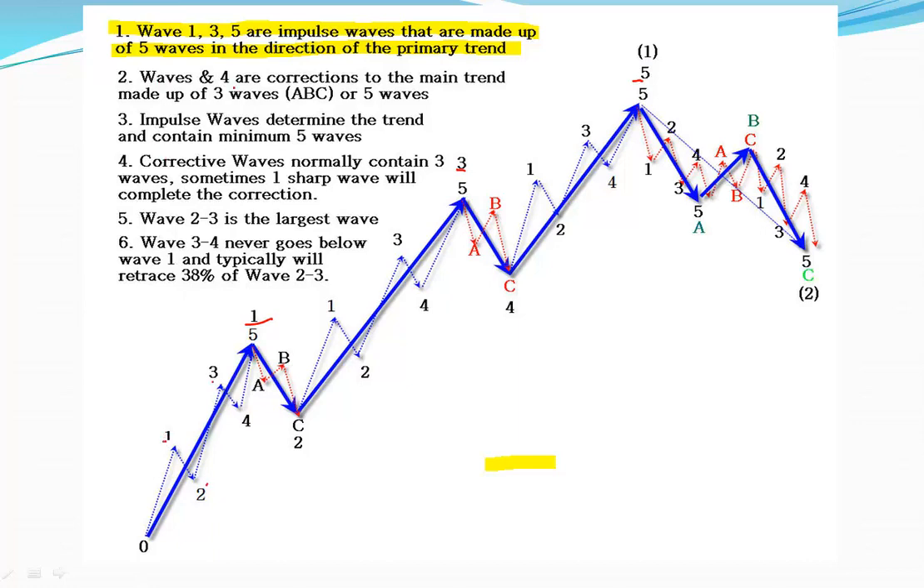Now, waves 2 and 4 are corrections to the main trend, and are made up of 3 waves or 5 waves. So here, right here, you see this ABC corrective wave. That's 3 waves: 1, 2, 3, where the upside was 1, 2, 3, 4, 5. So waves 2 and 4, which means this one and this one, or the smaller ones, they're made up of 3 waves or 5 waves. Now, what do I mean by a 5 wave in a correction?